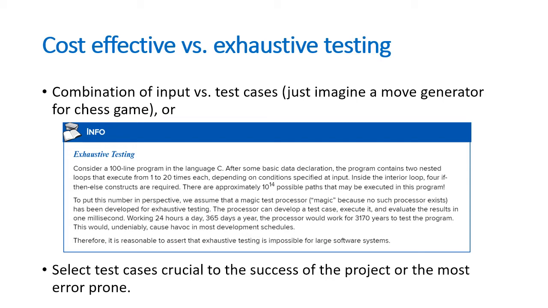But inside the interior loop, there are 4 if-then-else constructs. So in this case, there are approximately 10 to the power of 14 possible paths that may be executed in this program. To put this number in perspective, let's say that we are using a magic test processor. If this processor works 24 hours a day, 365 days a year, this magic processor would work for 3,170 years to test the whole program. So this would undeniably cause havoc in most development schedules, and therefore it is reasonable to assert that exhaustive testing is impossible. And for that matter, we need to be selective.